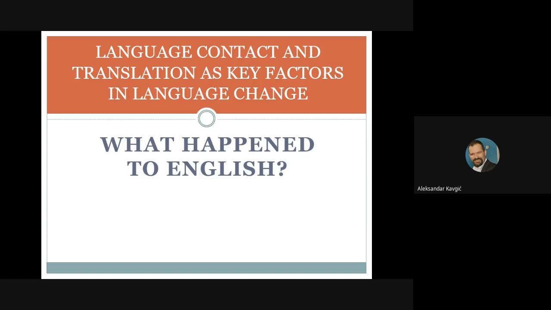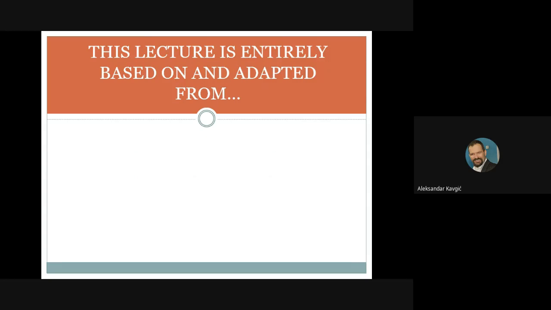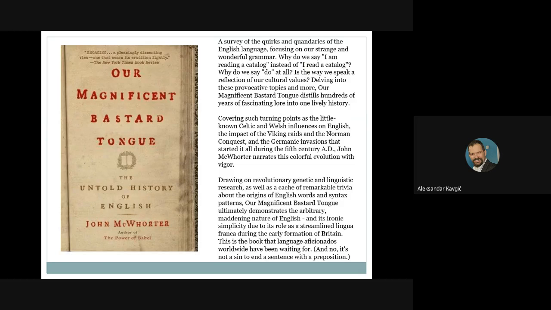And what you are going to hear now is still not considered the well-established opinion by the majority of historical linguists. This is considered a relatively avant-garde approach, but this approach is becoming more and more accepted throughout the linguistic society. And if you want to find out more about it, most of the remaining lecture is based on and adapted from Our Magnificent Bastard Tongue: The Untold History of English by John McWhorter. John McWhorter also has a podcast.